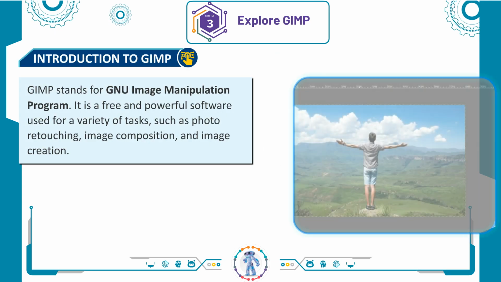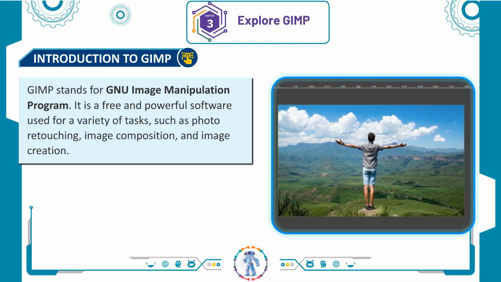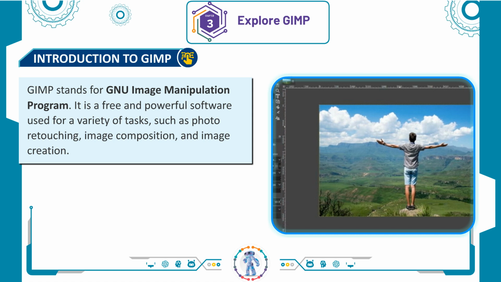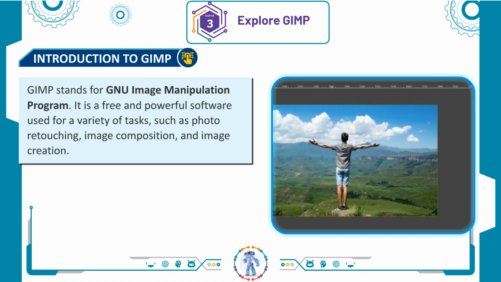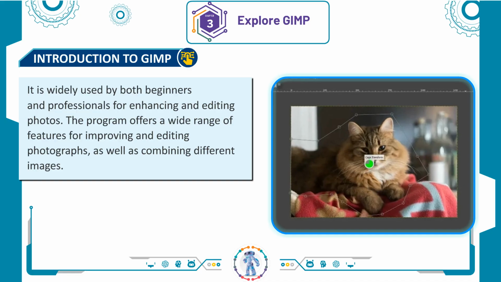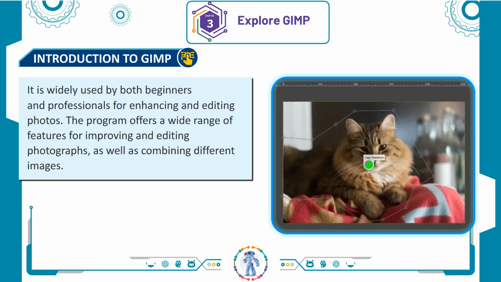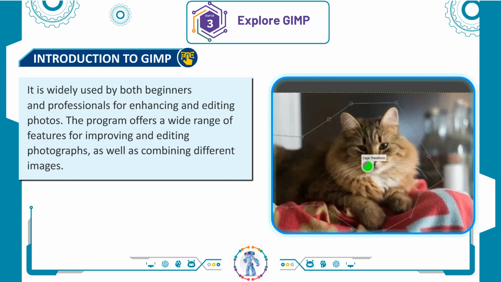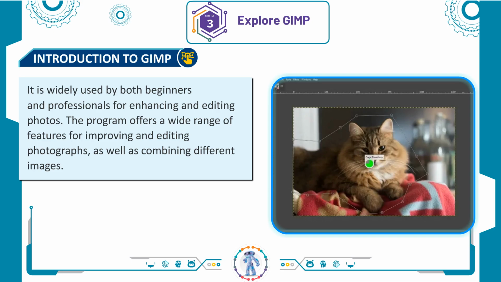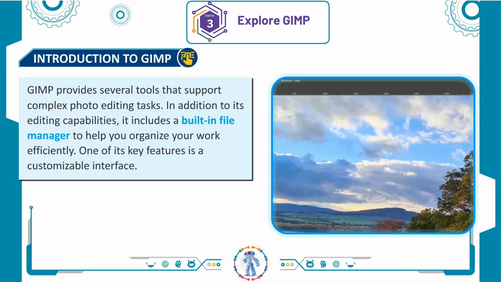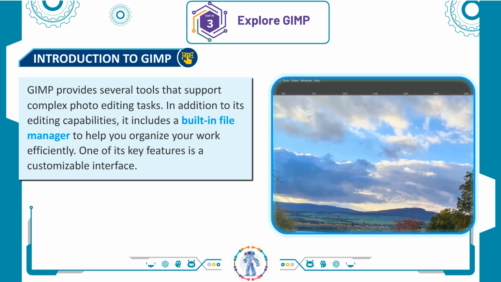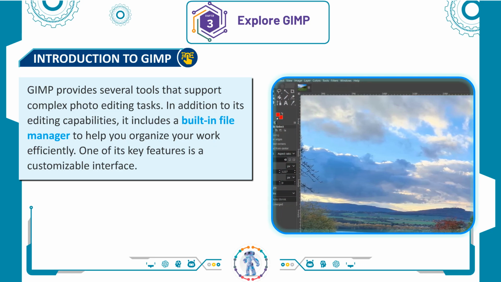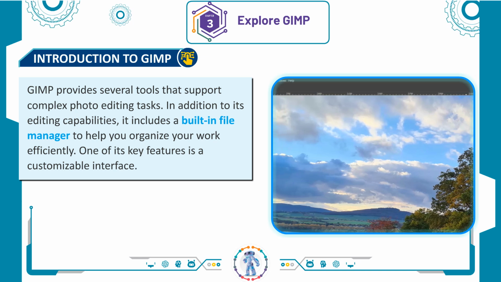Introduction to GIMP. GIMP stands for GNU Image Manipulation Program. It is a free and powerful software used for a variety of tasks such as photo retouching, image composition, and image creation. It is widely used by both beginners and professionals for enhancing and editing photos. The program offers a wide range of features for improving and editing photographs as well as combining different images. GIMP provides several tools that support complex photo editing tasks. In addition to its editing capabilities, it includes a built-in file manager to help you organize your work efficiently.